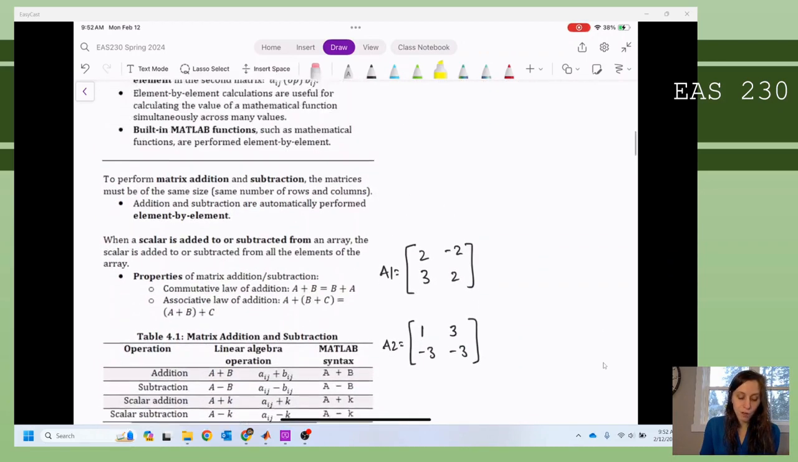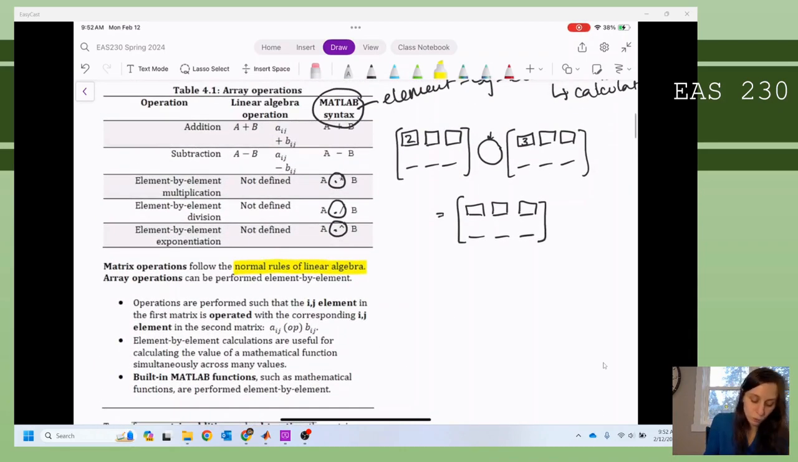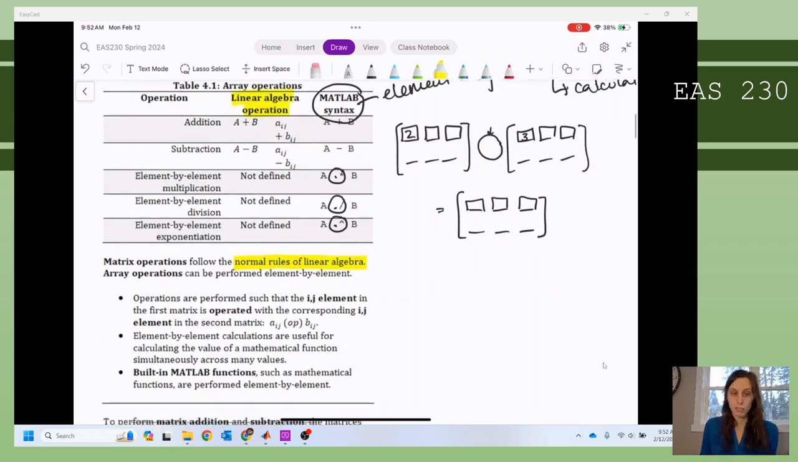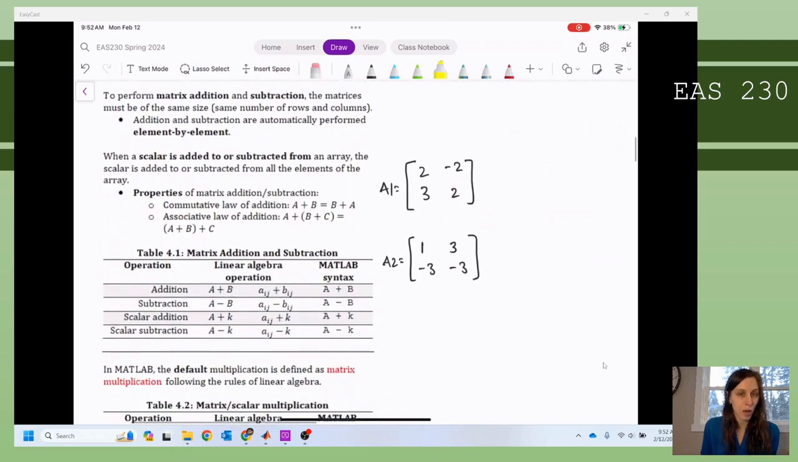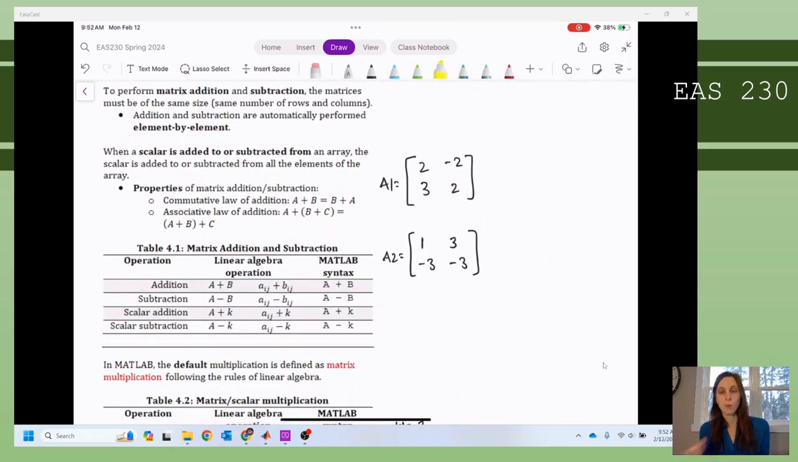So let's go ahead and figure out all the linear algebra rules for doing all of these operations. So first things first, addition and subtraction. Addition and subtraction, element by element. It follows your normal intuition, where we're going to take the first element and the first element, add them together, subtract them together to get my resulting answer.